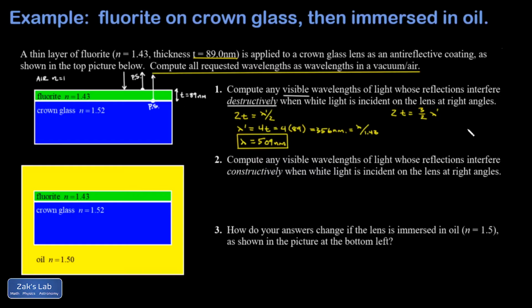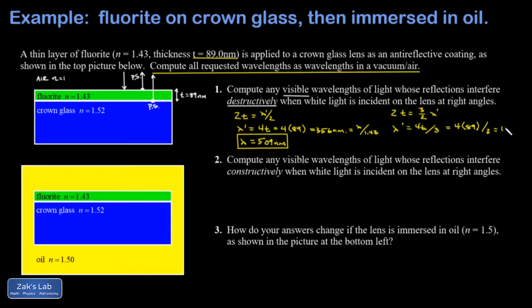Before I do any calculations, I want to note that we're definitely talking about a shorter wavelength now because 1.5 wavelengths fit into twice the thickness, whereas before it was only half a wavelength. So as we look for these higher order destructive interferences, they must be shorter wavelengths. Solving for lambda prime, that's 4t over 3. So that's 4 times 89 nanometers over 3.